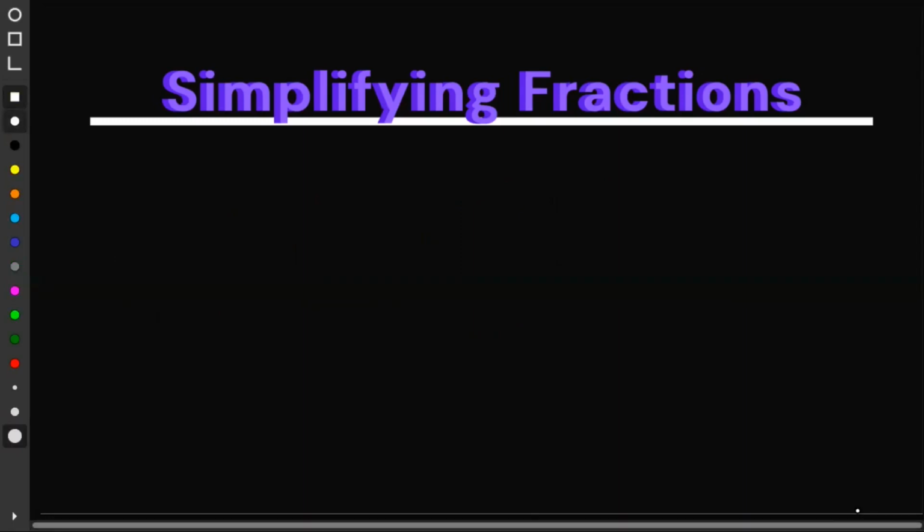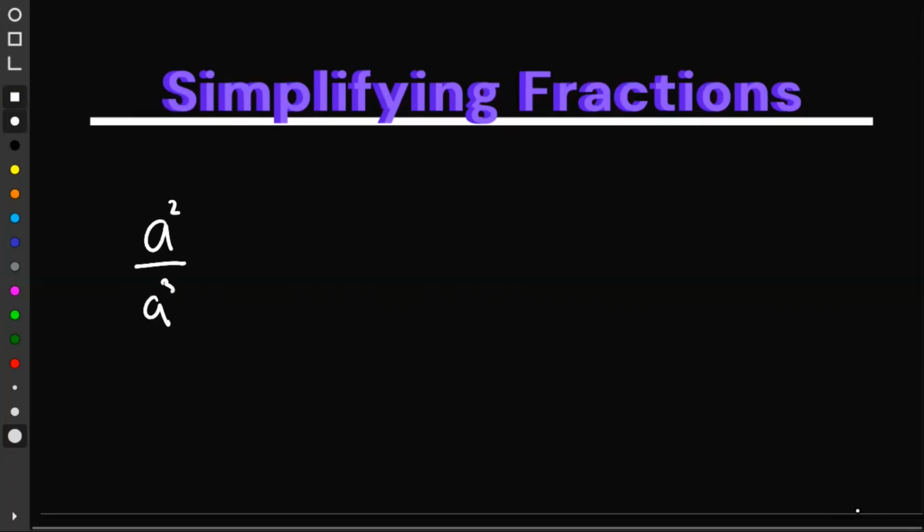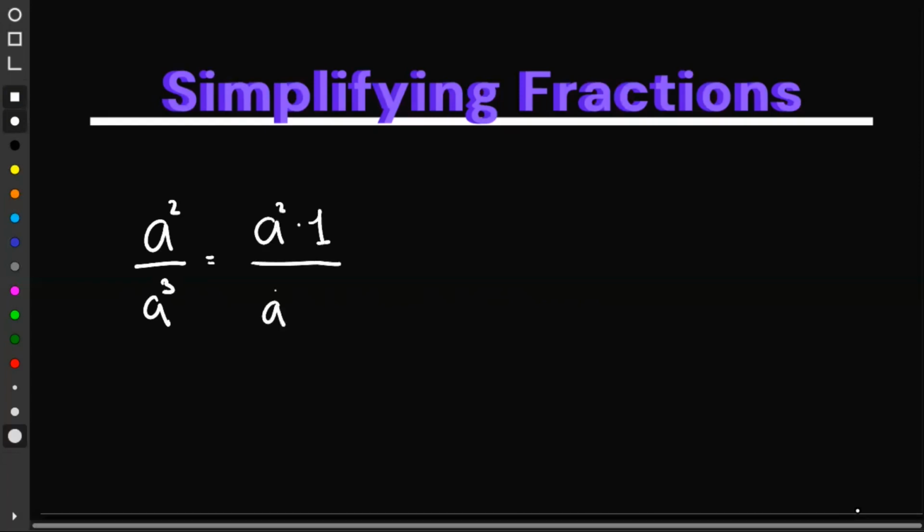Now let's work on some examples wherein what we have are variables. Say we have a squared all over a cubed. We can write this as a squared times 1 all over a squared times a, by laws of exponents. This one is a raised to 1, so we can cancel this out, and that will leave us with 1 over a.